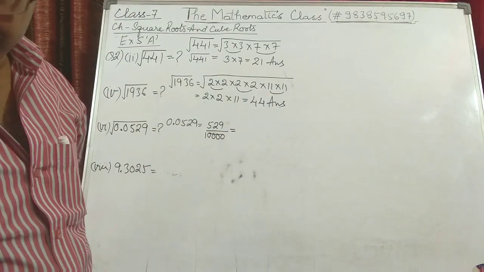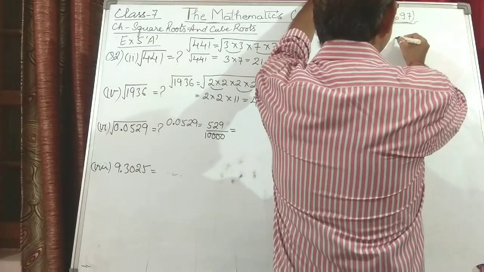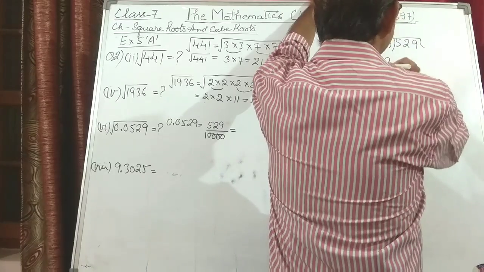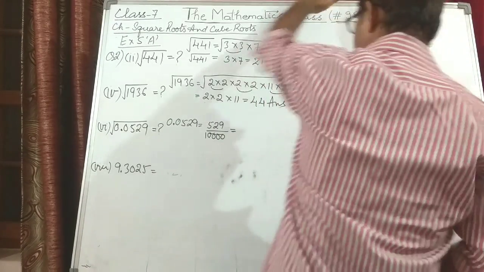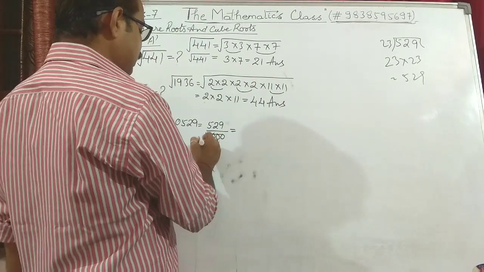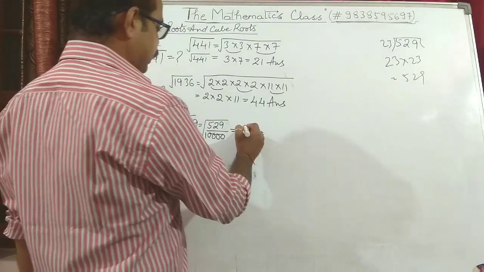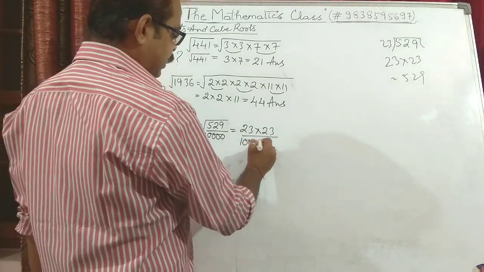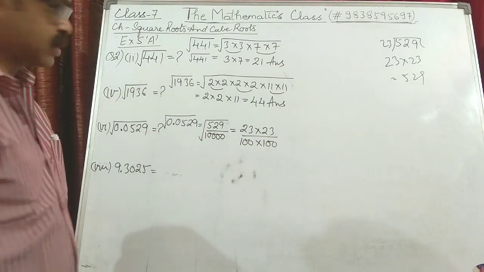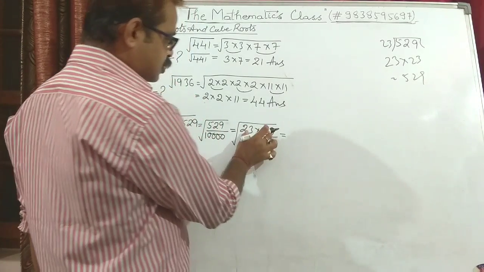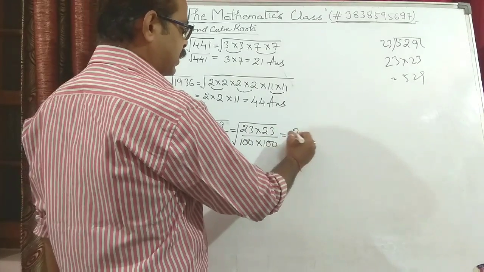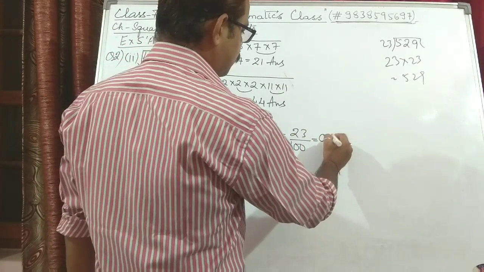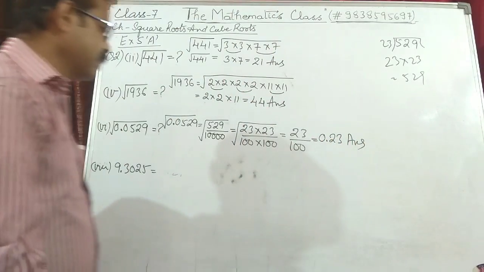Now we'll check about 529. So we know that 529 is divisible by 23, or you need to remember that 23 into 23 is 529. So its root can be written as 23 into 23, and 10,000 can be written as 100 into 100. When the pair of 23 comes out of the root, only 23 will be there, and when the 100 comes out of the root, only 100 will be there. 23 upon 100 can be written as 0.23 and that is the final value.